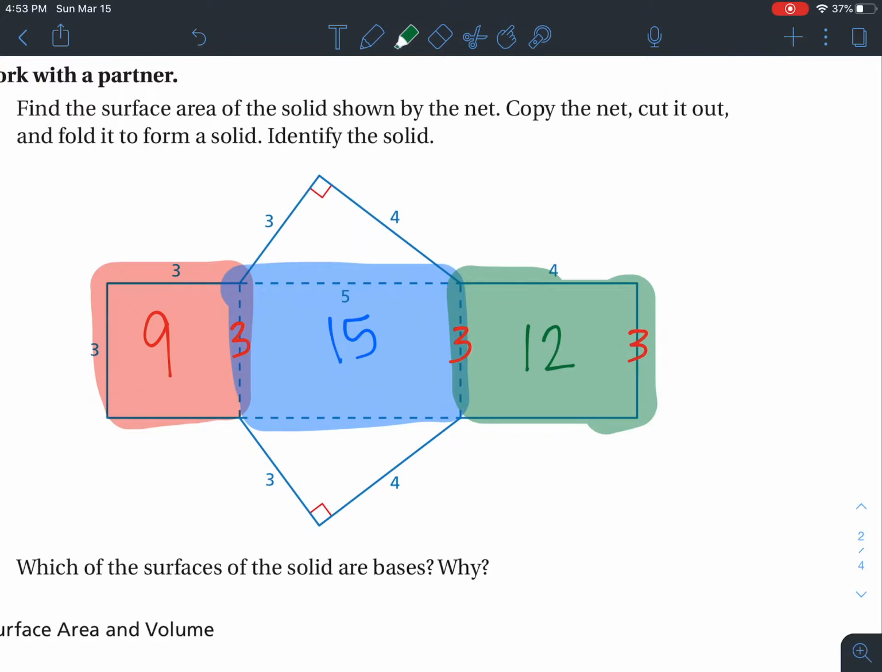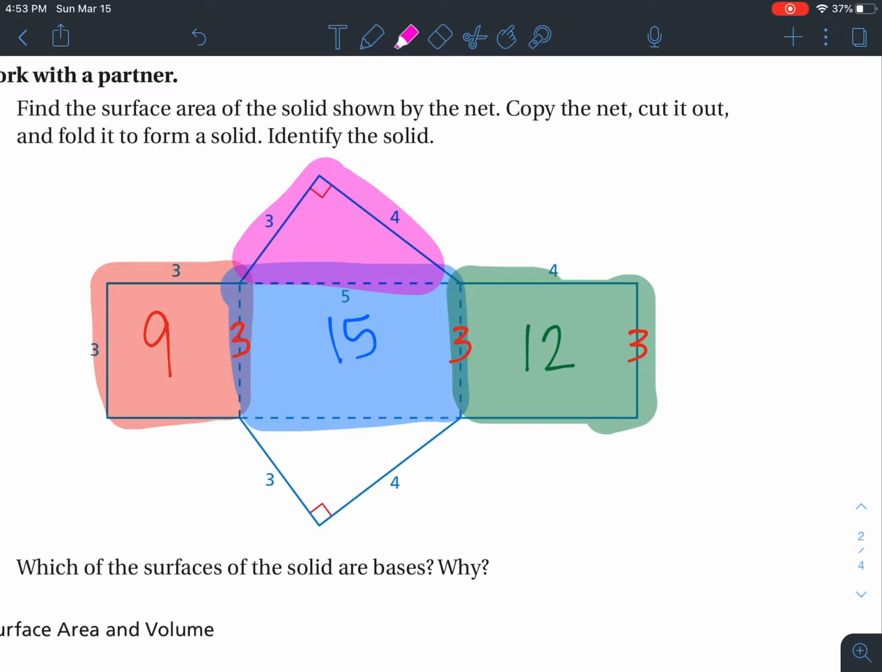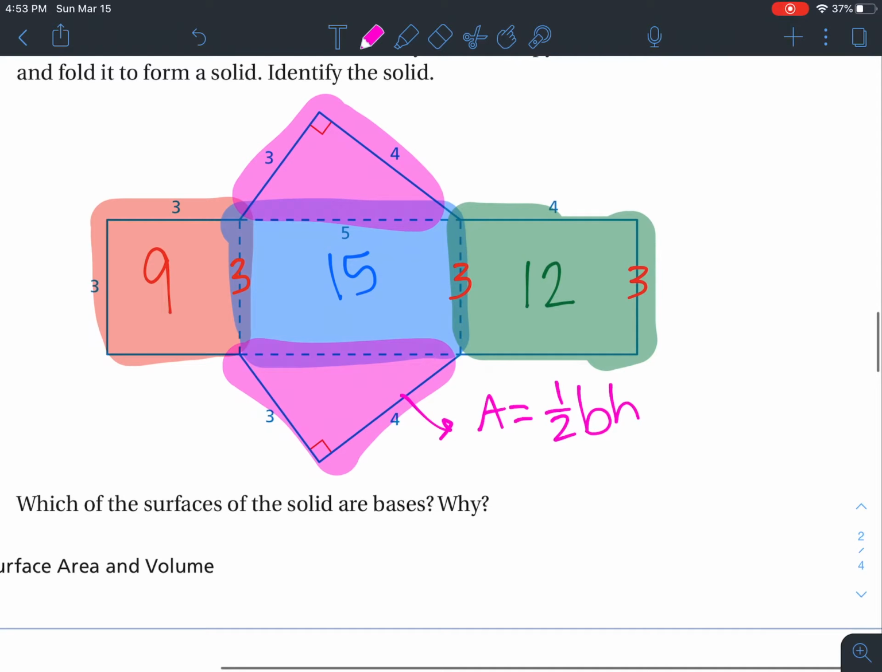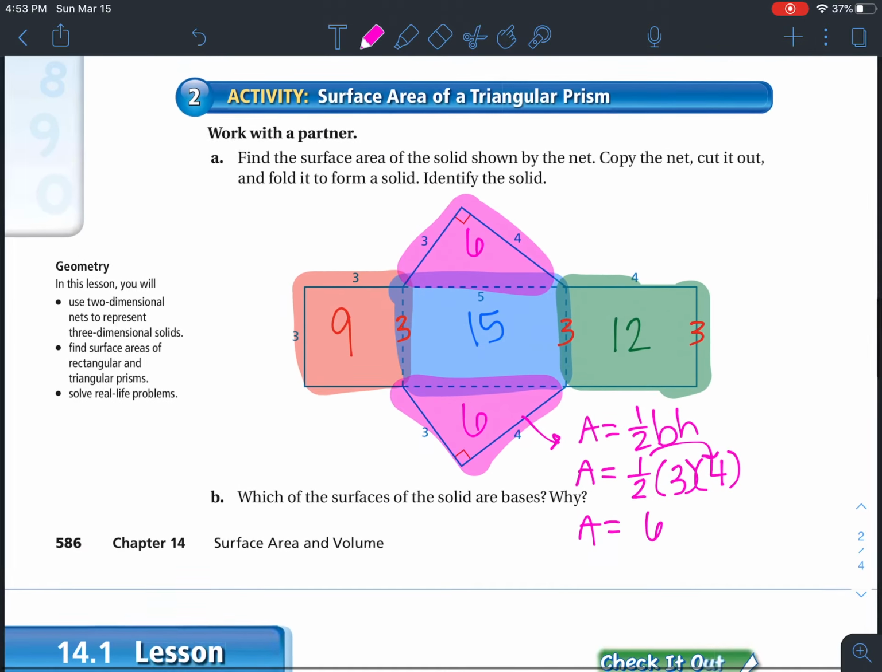So then for the 2 triangles, they're the same. So once we find the area of one, it's the area of the other one. So area of a triangle is 1/2 base times height. So these ones aren't as easy as just multiplying the 2 sides. So 1/2, 3, and 4. So either do 3 times 4 is 12, half of that is 6. Or you could do half of 4 is 2, 2 times 3 is 6. Either way, we get the same answer.